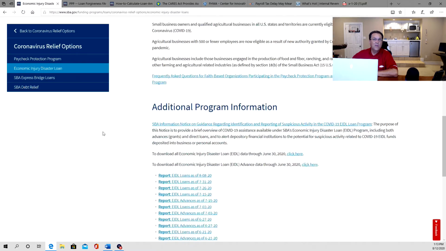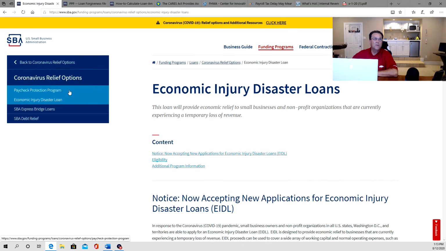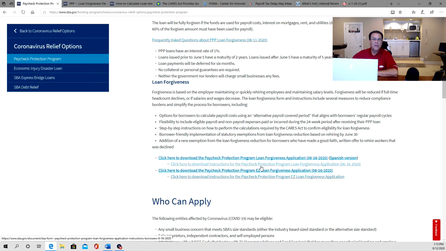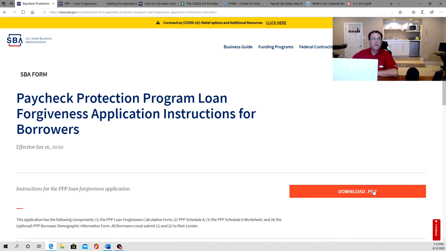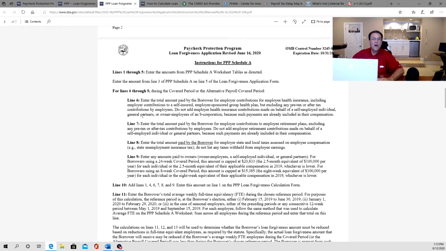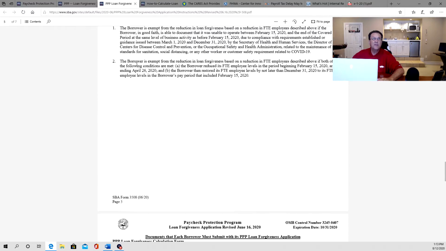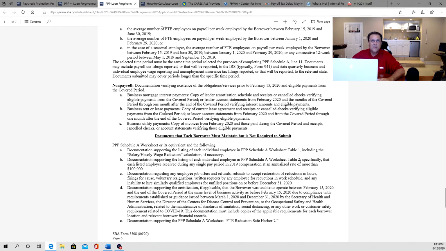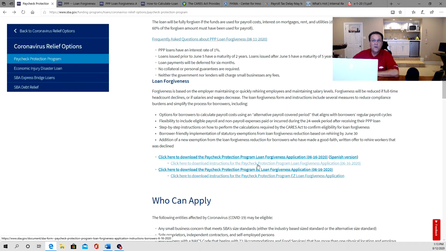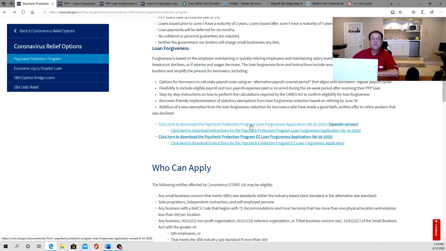So for example, when you go in here, let's just go up to the program and let's go to the actual form right now, loan forgiveness. And then I'm going to click here, download instructions for forgiveness application. This is the full instructions. When you get through all the instructions, they explain where this is. Okay. So now I want to not only do the instructions, I want to do the actual form. So let's do the form, and I will take you there.